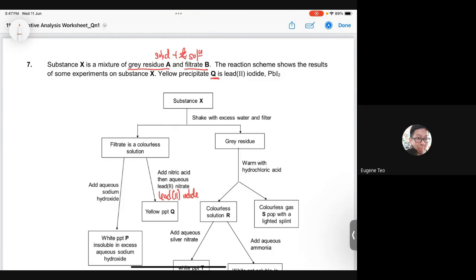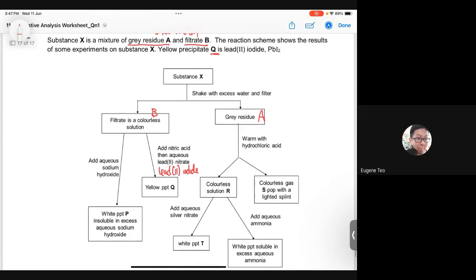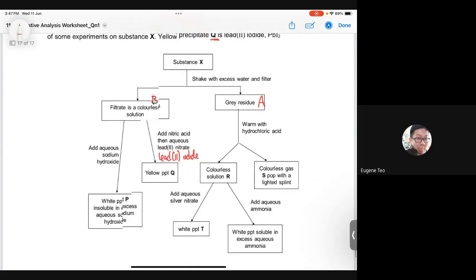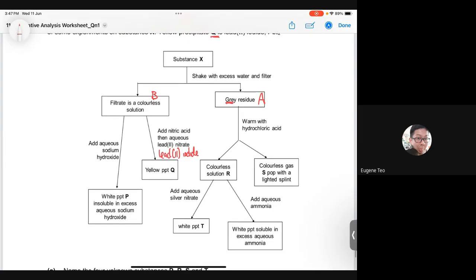So substance X, shake with excess water and filter. So what you're going to realize is that the gray residue must be A. The filtrate here must be B. So the first step here is just to split your A and your B. Now, A, warm with hydrochloric acid. Actually when you see the word gray, you must think could be metal. If I add acid, and then I realize a colorless gas puts out a lighted splint. What is this gas here? What plus acid will give you this particular gas? This gas is hydrogen gas, which tells me that A must be a metal.